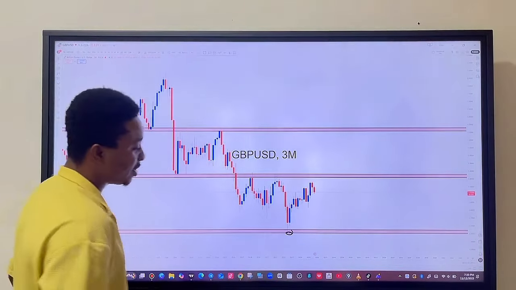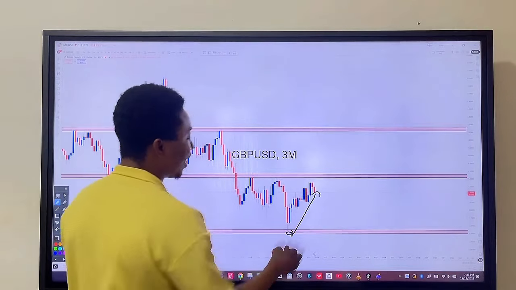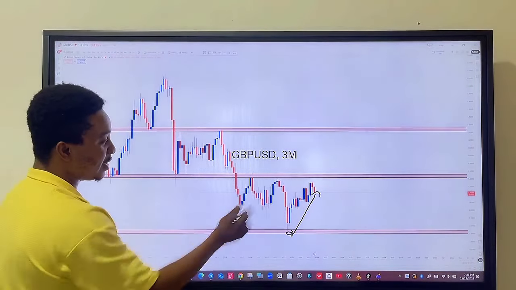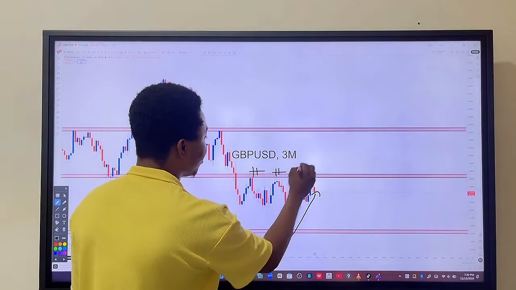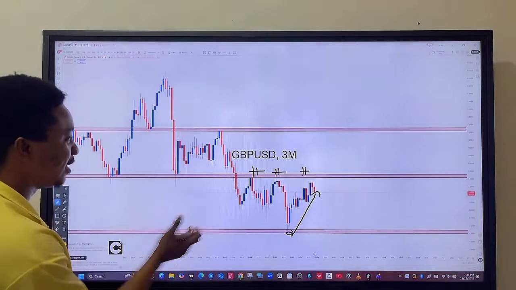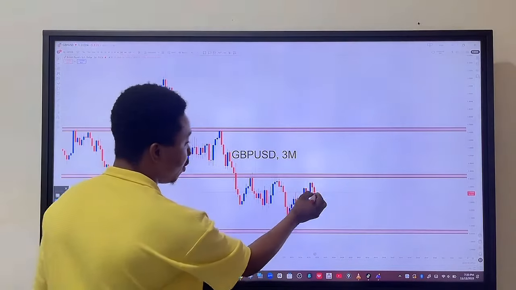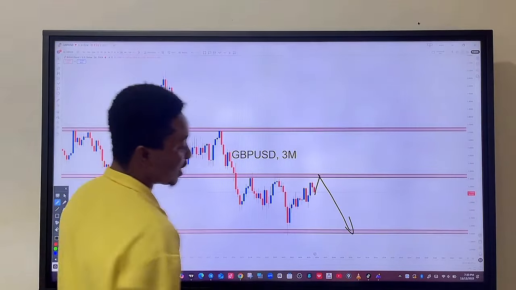There's been buy pressure from this area, which has been able to push the market all the way up. So where is price going on the 3 months? It is coming all the way up here to form what? Equal highs. So GBP USD, price is going all the way up here before it drops down again.